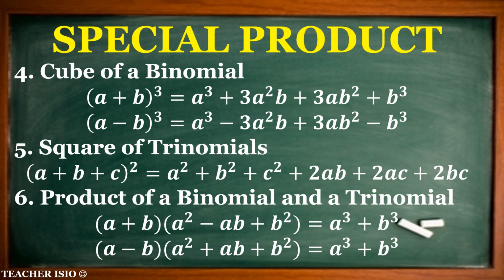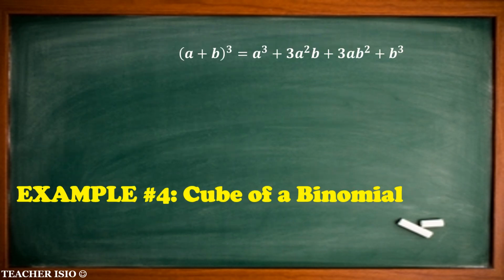And last, product of a binomial and a trinomial. So if we have a plus b times a squared minus ab plus b squared, it is equal to a cube plus b cube. If we have given a minus b times a squared plus ab plus b squared, it is equal to a cube minus b cube.